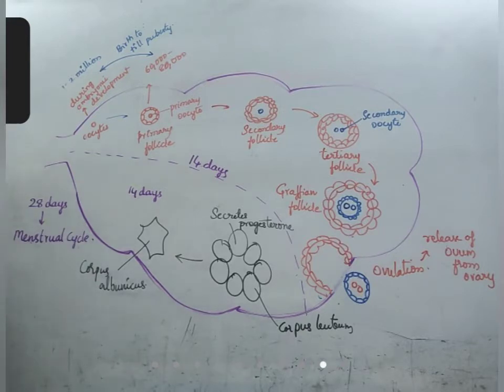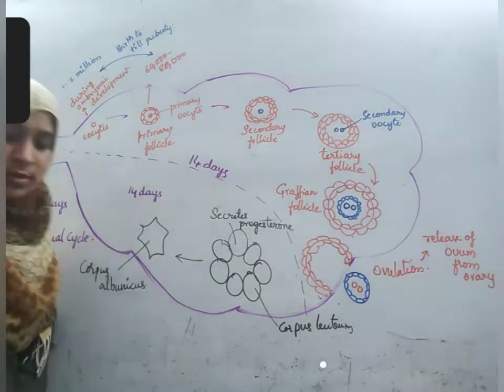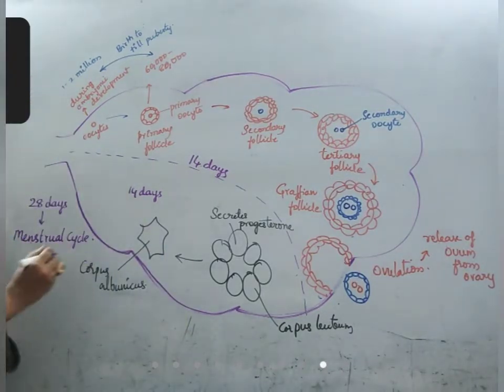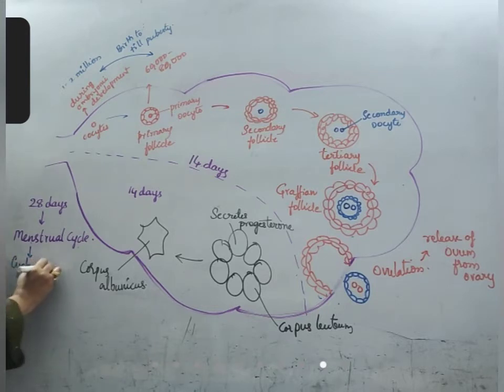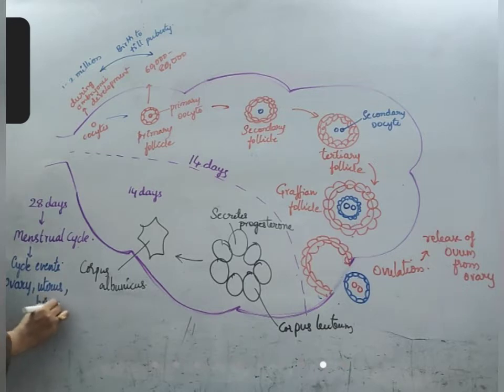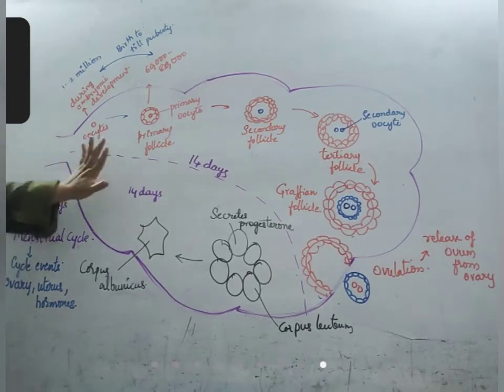Menstrual cycle is a set of cyclic events. These are cyclic events that occur in the ovary, in the uterus, and in hormones. Cyclic changes occur in ovary, uterus, and hormones. What happens in the ovary?